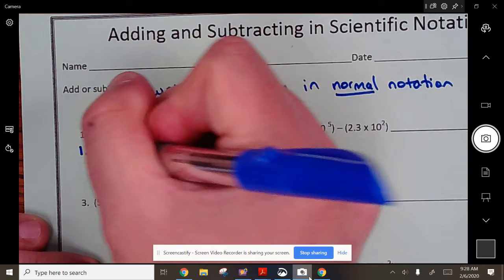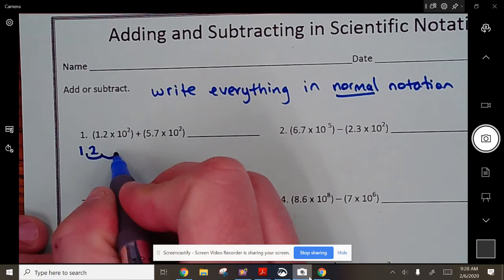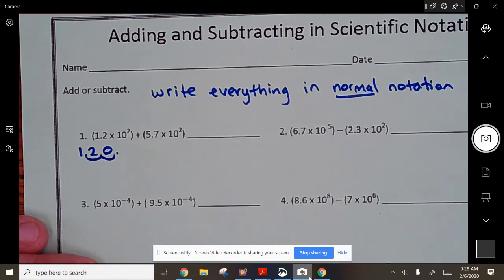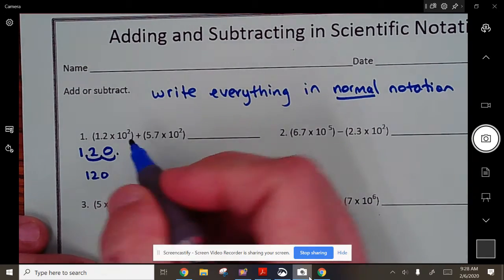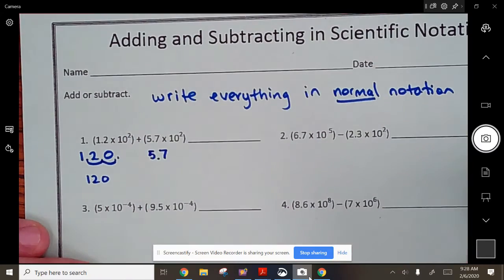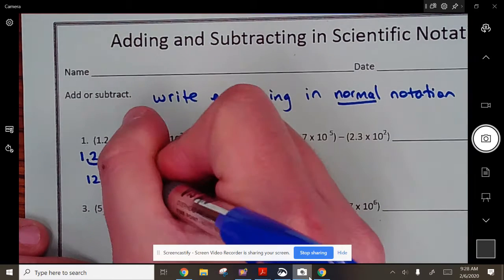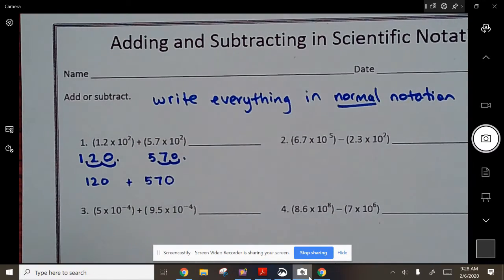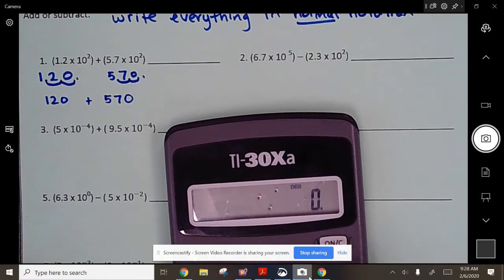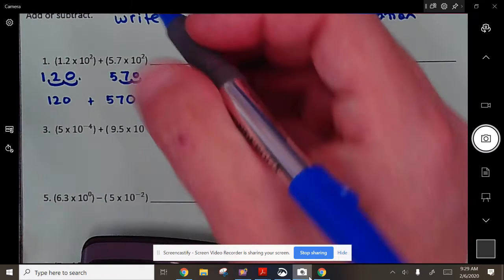If I have 1.2 times 10 to the second, I'm going to go over 2 spots, so it's going to be 120. So that number is 120, all right? Plus 5.7 times 10 to the second, 2 spots, 1, 2, and that number is 570. You're allowed to use a calculator for these. So 120 plus 570 gives me 690.